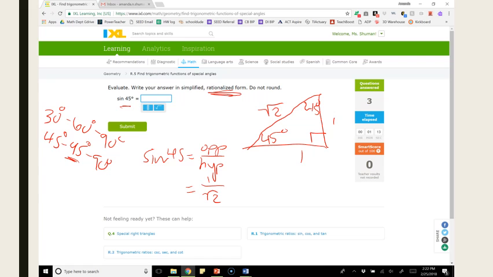So one of the things we need to talk about is how to rationalize the denominator. We're going to multiply both the top and the bottom by square root of 2. 1 times square root of 2 is going to give me square root of 2. And the square root of 2 times the square root of 2 is going to give me the square root of 4, which is going to be 2. So that is my answer.